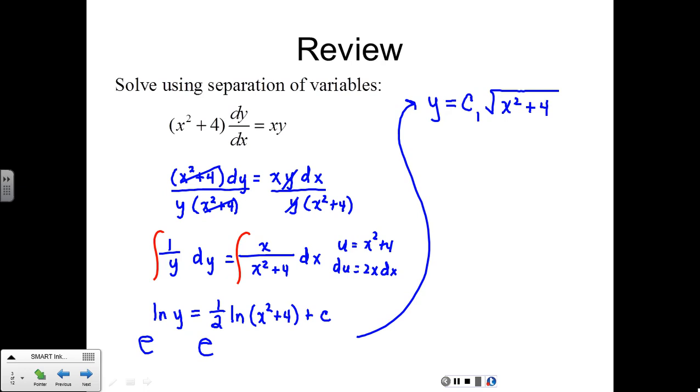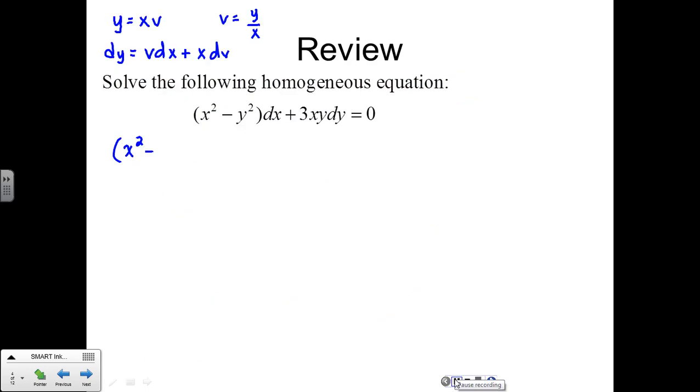And guess what? That's it. I don't have my notes out here. Let me check myself, make sure. Okay, so x's you're going to leave alone. Y's you're going to make your substitution. So x squared minus y squared would be x squared minus v squared.